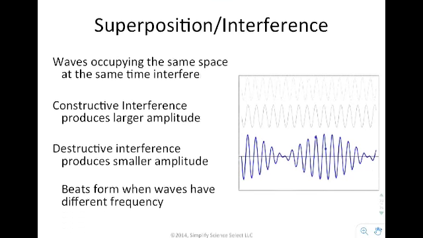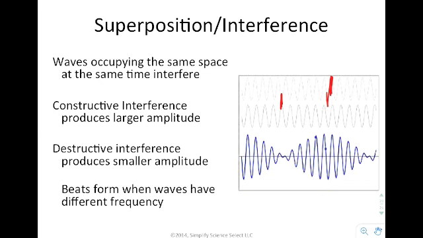Next, it says superposition and interference. Remember that since waves occupy the same space, because they are energy and not matter, they will interfere. Constructive interference results in a larger amplitude. Destructive interference results in a smaller amplitude. But most of the time, waves don't overlap perfectly. Instead, you have destructive interference here and constructive interference here.